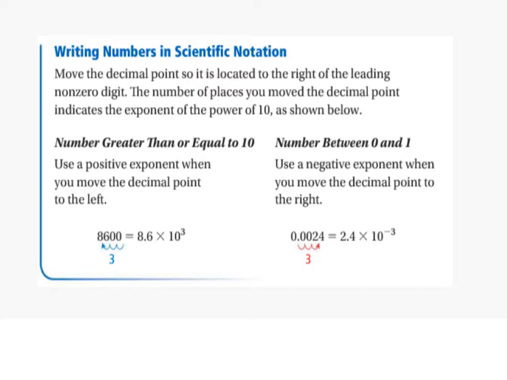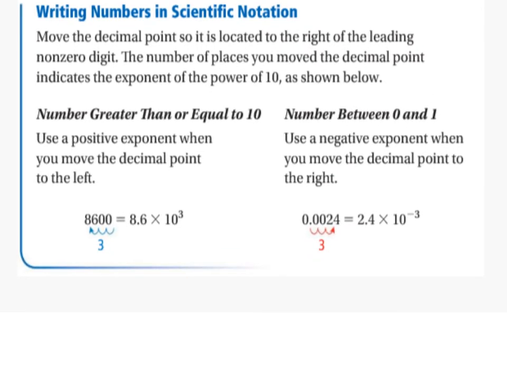Okay. Number greater than or equal to 10. Use a positive exponent when you move the decimal point to the left. So our decimal point will be here, and we'll move it 1, 2, 3 to get 8.6 times 10 to the third. We moved our decimal point 3 times, so my power of 10 is going to be 3.